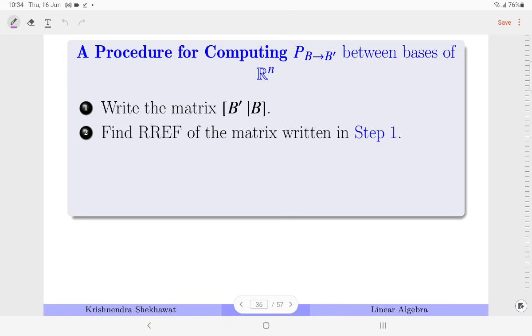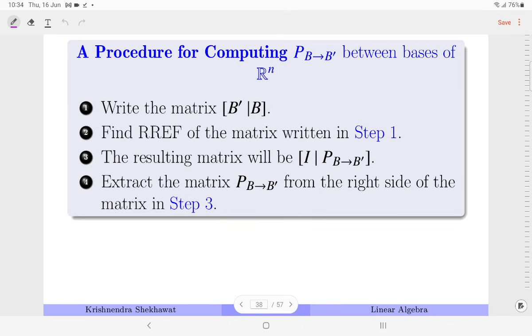Okay, so it says that if I have to compute P from B to B dash, I must write the matrix in the form [B dash | B]. Then I compute the RREF of the whole matrix, and the resulting matrix would be, on the left hand side you will have the identity, and on the right hand side you will have P from B to B dash. Yes, now why is it happening?